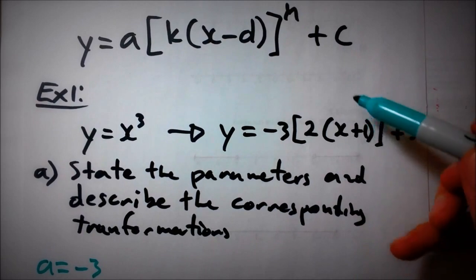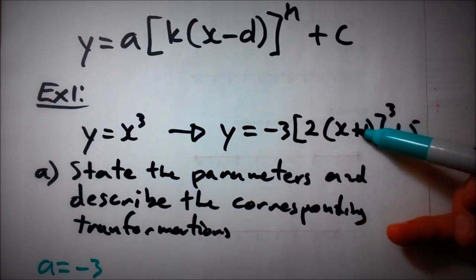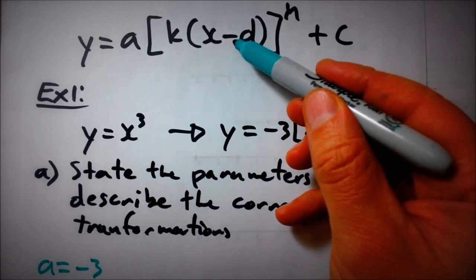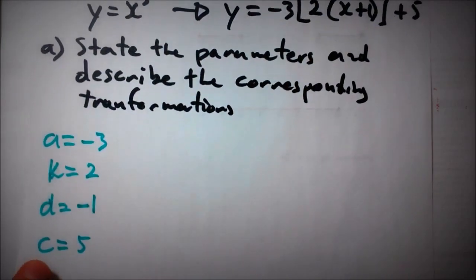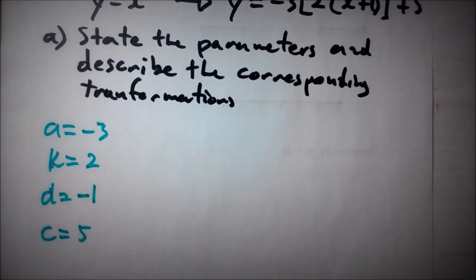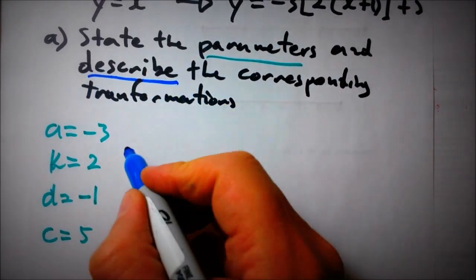Once again, for D as negative 1, even though it says positive here, it becomes positive because of this negative here, so that's why D has to be negative 1. Okay, so now we just stated the parameters, and now let's start describing the transformations of each of these.